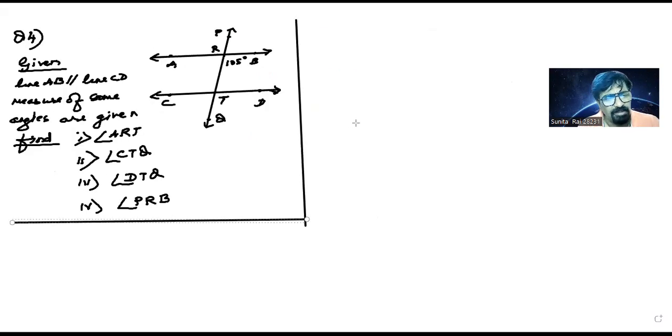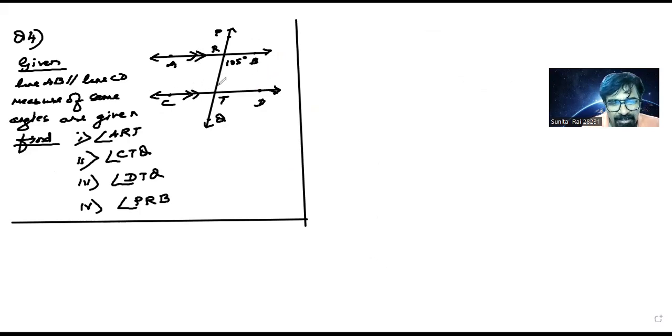Question number 4. Very simple question, children. What is given? Line AB is parallel to line CD. Just have a look at line AB, children. Line AB, you can see it here. Line AB, ये line. Arrow जिसमें डाल रहा हूँ. Line AB is parallel to line CD. ये दोनों lines parallel, okay?